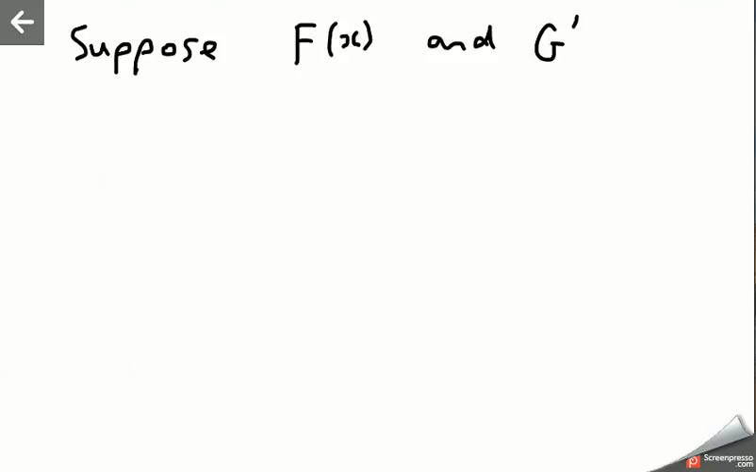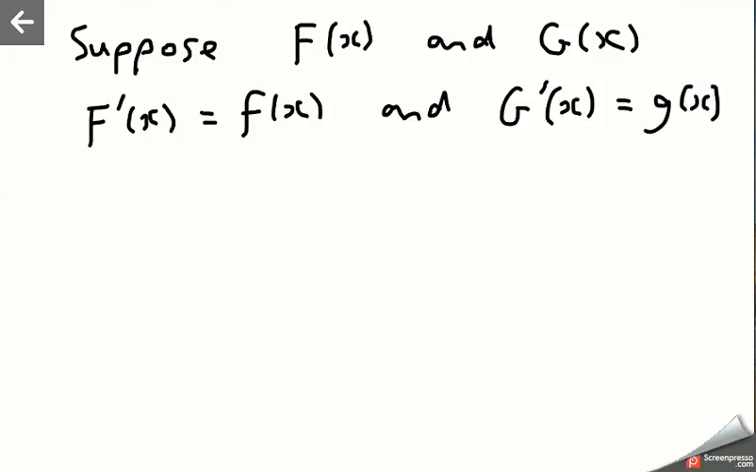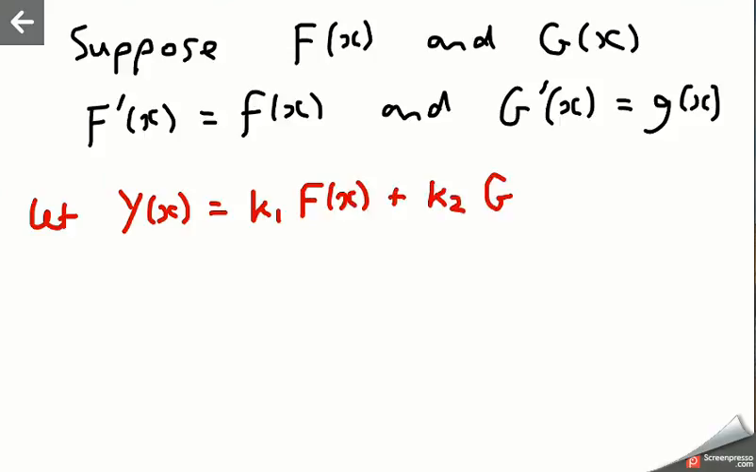All right, so to show that that's true, suppose also that big F of x and big G of x are functions such that F prime of x equals little f of x and big G prime of x equals little g of x. Then let y of x equal k1 times big F of x plus k2 times big G of x.